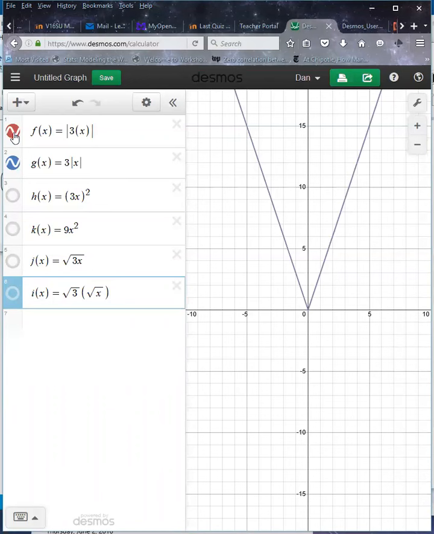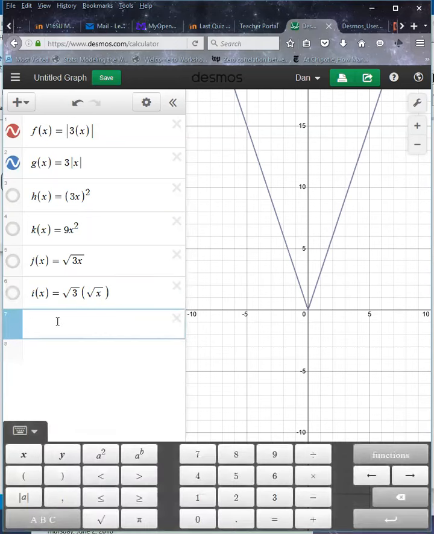So a horizontal compression is the same as a vertical stretch. So they undo each other, because if it's taking less time to grow, it's going to go up. It's going to grow faster, right? That's the relationship I want you to see. Maybe I should graph an absolute value of x too, just so you can compare it.